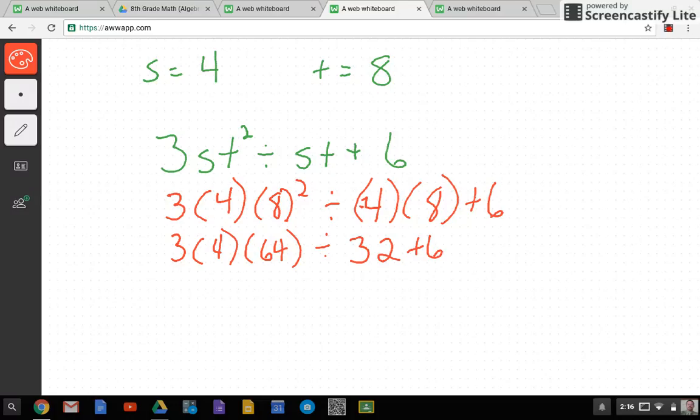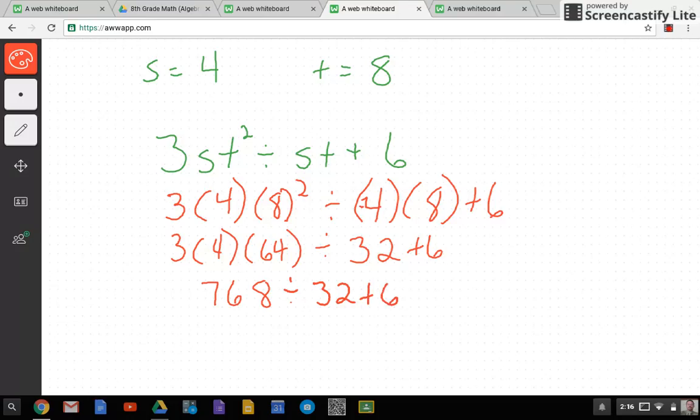Okay, so 3 times 4 times 64, it doesn't matter which order I do that in. I can do 3 times 64 times 4. Doesn't matter the order. But if I do it the right way, I get 768. And then that's going to give me divided by 32 plus 6.